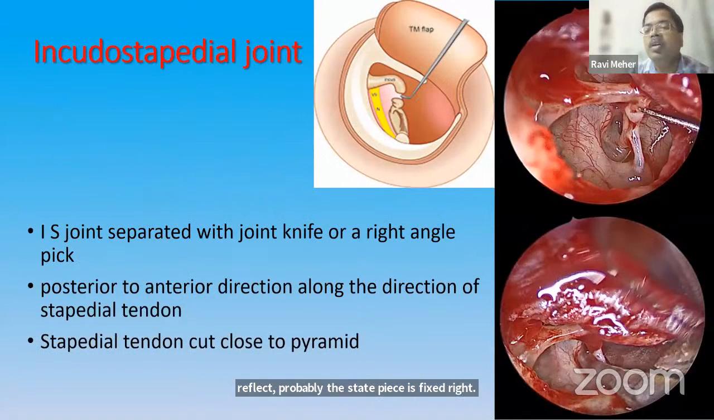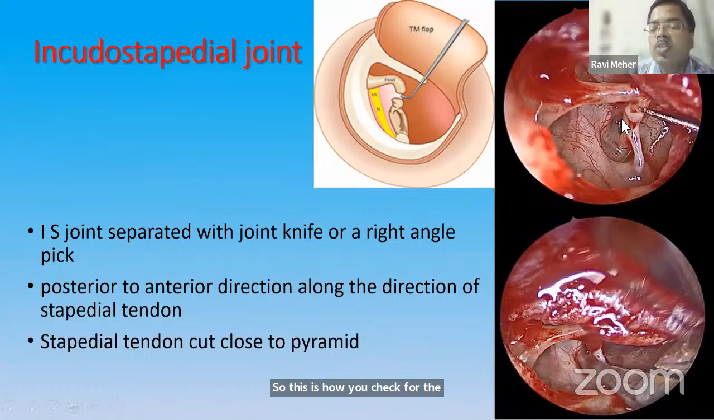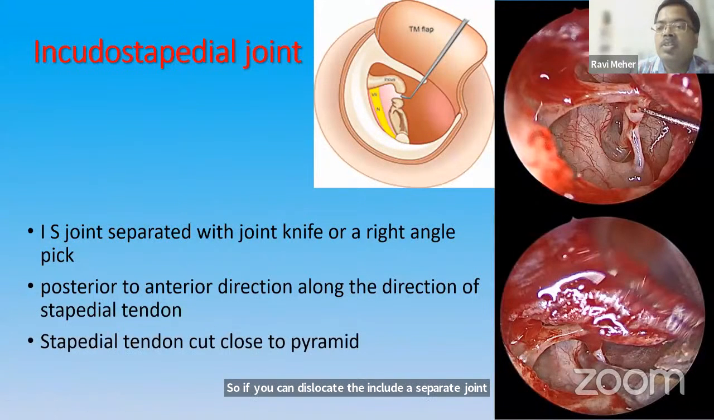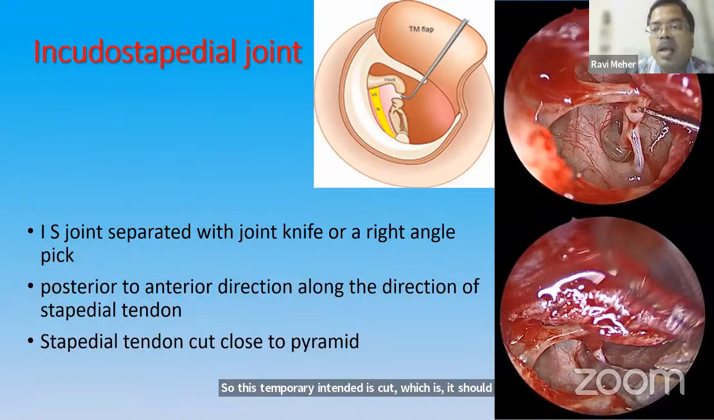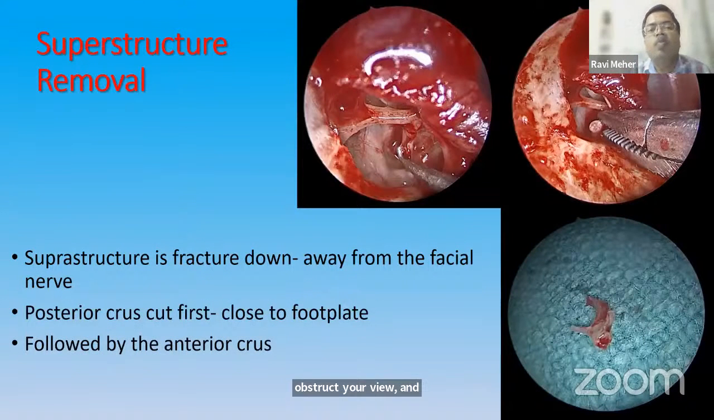Next step is to dislocate the incus, incudostapedial joint. You can dislocate the incudostapedial joint with a right angle pick, or there's a joint knife also available. Once you dislocate the IS joint, you have to cut the stapedial tendon, right? This stapedial tendon should be cut closer to the pyramid so that it does not obstruct your view. After cutting the stapedial tendon, you have to remove the suprastructure.